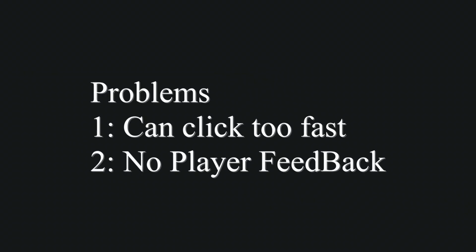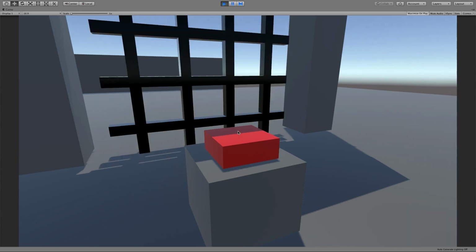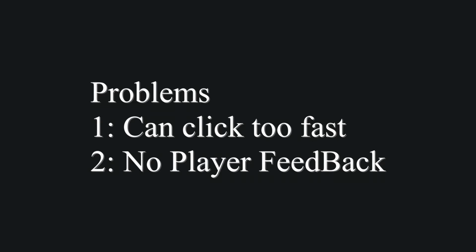Now that we have a more advanced button that uses Unity events, we have a problem. Well, we have 2 of them. First, what happens when the button is clicked multiple times in succession? I don't think that's how a gate's supposed to open. To fix this, we need to limit how often the user can push the button.